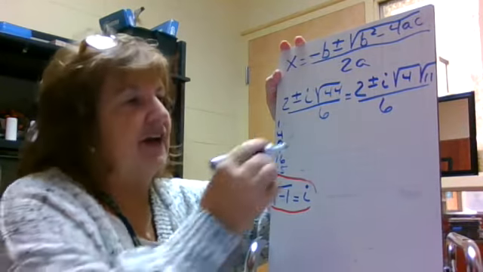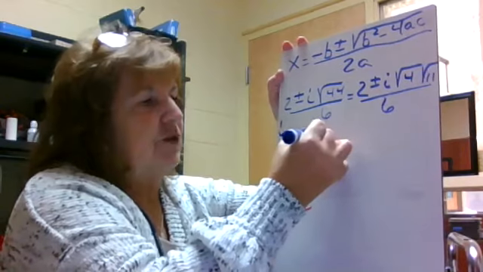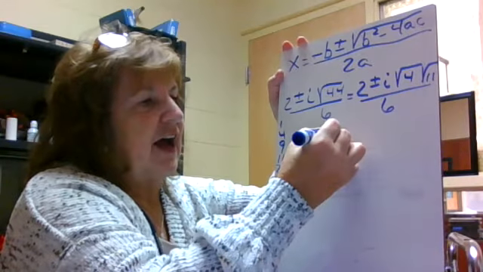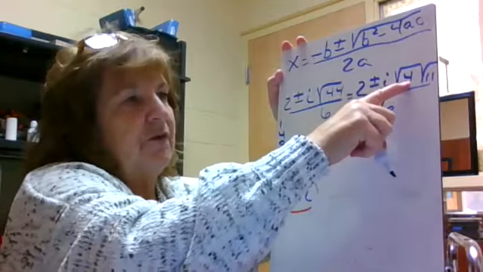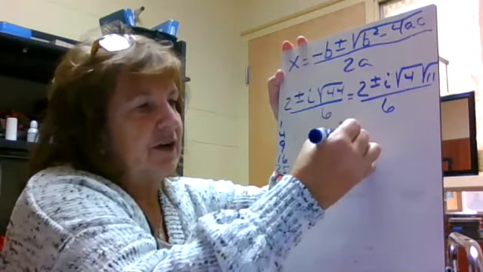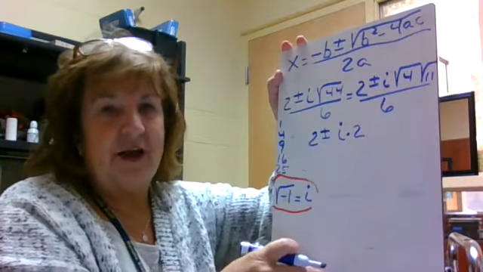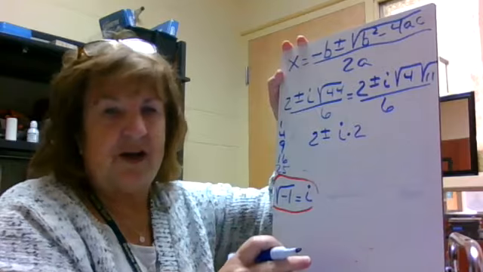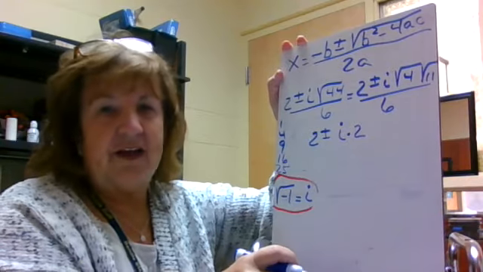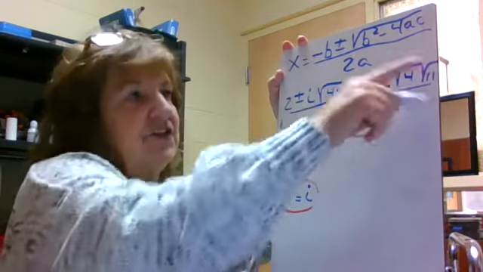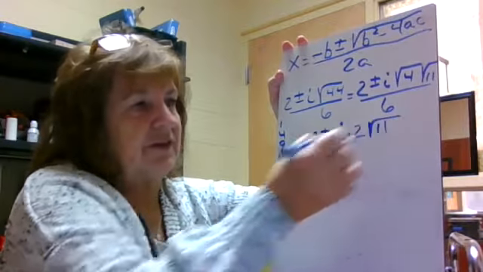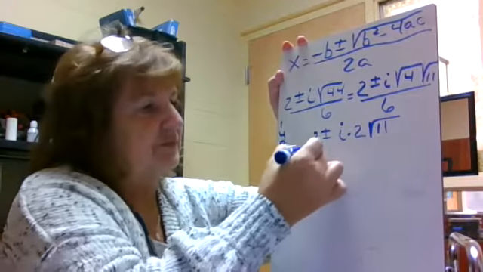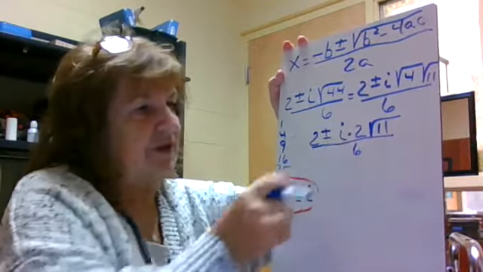Now we're going to simplify it. 2 plus or minus I, we'll rewrite it in a minute. The square root of 4 is 2. So it comes out exactly 2. So we just write it. We don't put any square root with it because it is 2. This square root of 11, we don't know. So we just leave it square root of 11. Still over 6.